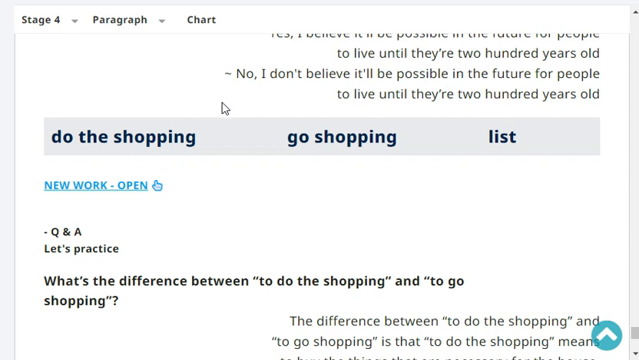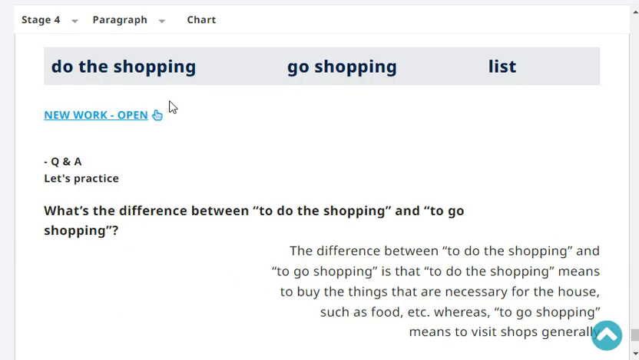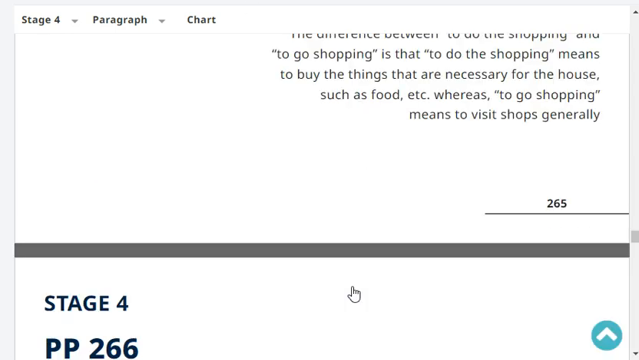What's the difference between to do the shopping and to go shopping? The difference between to do the shopping and to go shopping is that to do the shopping means to buy the things that are necessary for the house, such as food, etc. Whereas to go shopping means to visit shops generally. Very good.